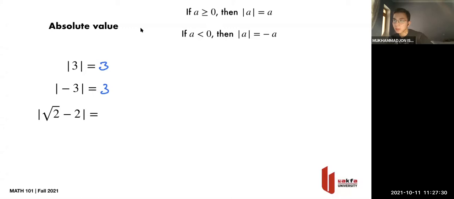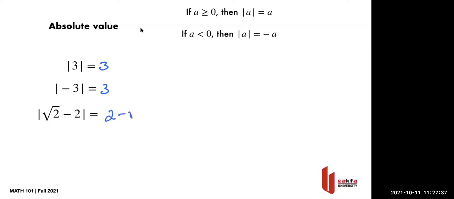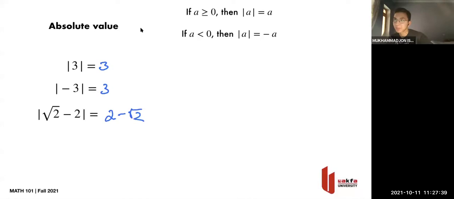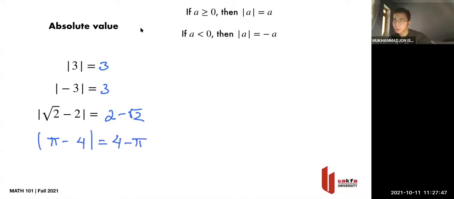Yeah. So it's 2 minus the square root, right? The same as if I ask, what is the absolute value of pi minus 4? It's going to be 4 minus pi, because it's going to be the positive part of the number.